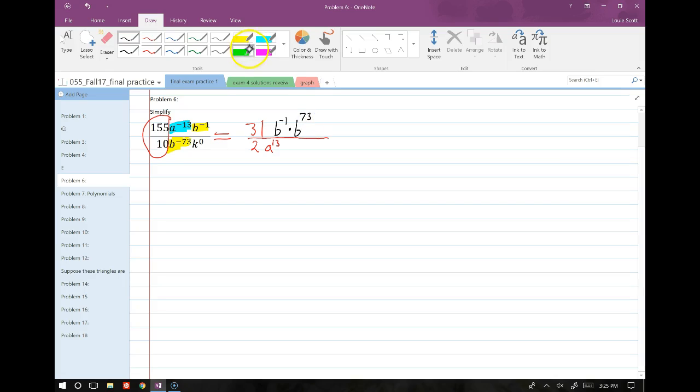Okay, now with our last variable, I just notice that k to the 0 equals 1. Anything to the 0th power equals 1. So that just goes away. Now all I got to do is simplify my b's, and then I'm good. So I still have 31 over 2, then I have a to the 13th on the bottom still. Now I have b to the negative 1 times b to the 73. Remember that we just add exponents. We're multiplying like bases, so this gives me b to the 72.